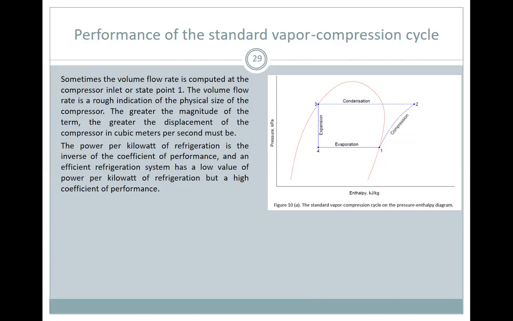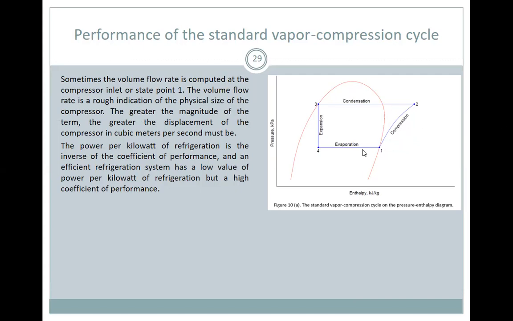Sometimes the volume flow rate is computed at the compressor inlet or state 1. Kasi may purpose ito. The volume flow rate is a rough indication of the physical size of the compressor. So, paano po ma-size yung pipe? Diba? The greater the magnitude of the flow, the greater the displacement of the compressor in cubic meters per second must be. Size din ng compressor.